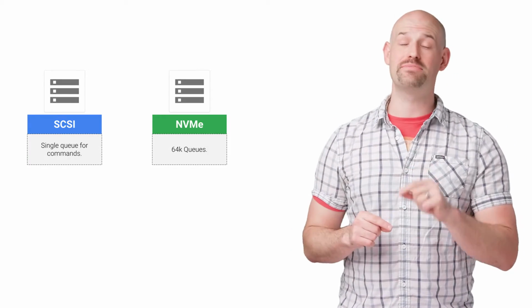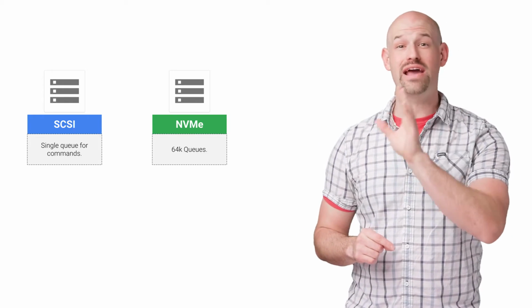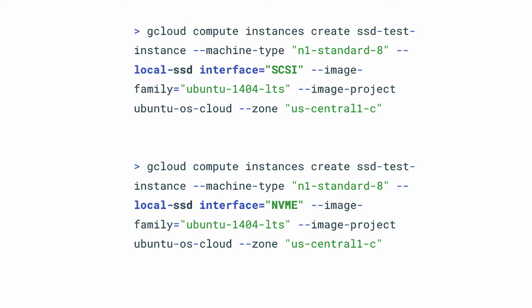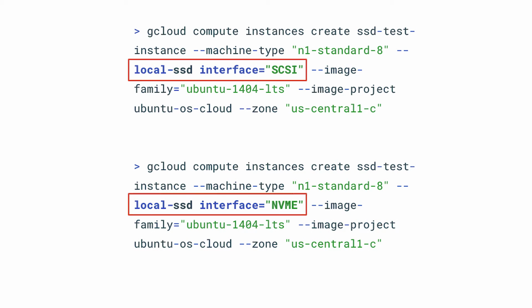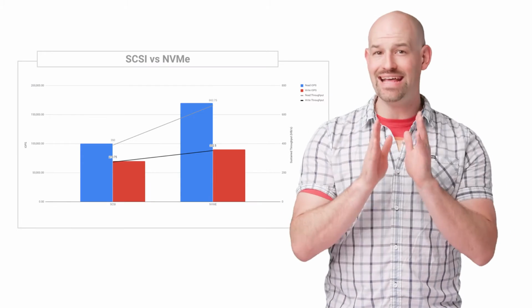For example, whereas SCSI has one queue for commands, NVMe is designed to have up to 64,000 queues. Moreover, each of those queues can in turn have up to 64,000 commands simultaneously. Now, you can switch what interface your machine uses at creation time by passing along the interface tag to the local SSD param. And to show the performance difference, we can see the two head to head.